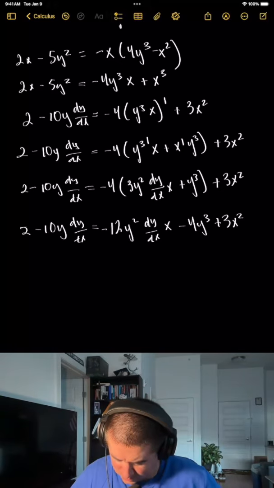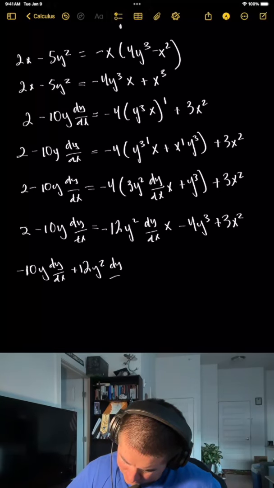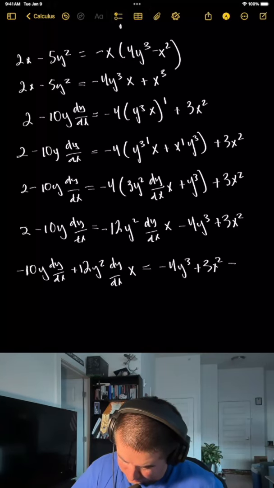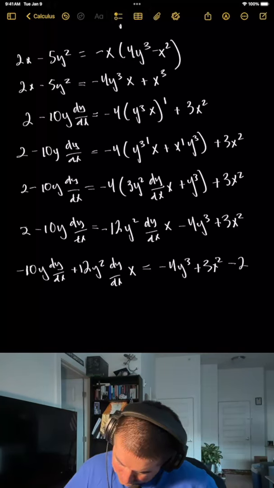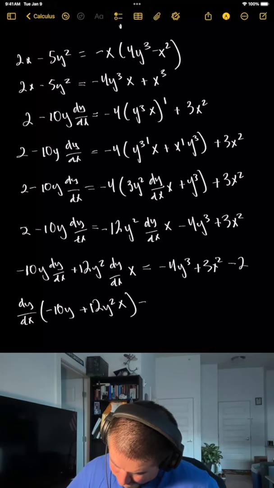And now we can start moving around the dy/dx terms and keep all the other terms over on the right side. So we're going to be left with negative 10y dy/dx plus 12y squared dy/dx times x. And now on the right side, we're going to have just a minus 4y cubed plus 3x squared, and now it was a 2, but now it's a minus 2. Okay. And now we can factor out the dy/dx and then divide by the parentheses. So we're going to go ahead and factor it out. We have negative 10y plus 12y squared x is equal to negative 4.